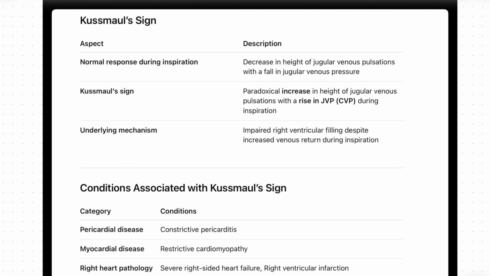Hello everyone, this is Brainless Medico and today we are going to learn an important topic under JVP waveform, which is KUSSMAUL'S sign. So small topic, 3 marker, let's finish it quickly.